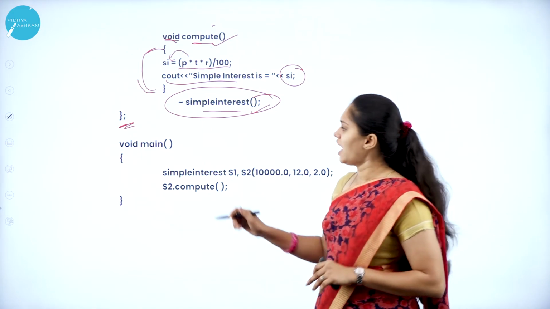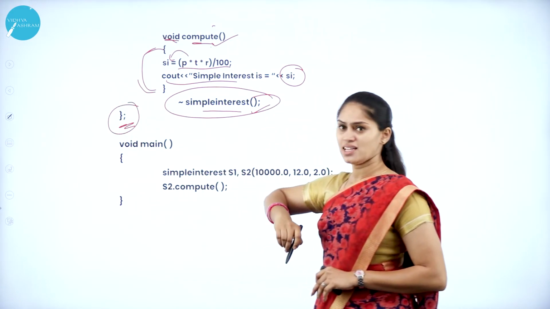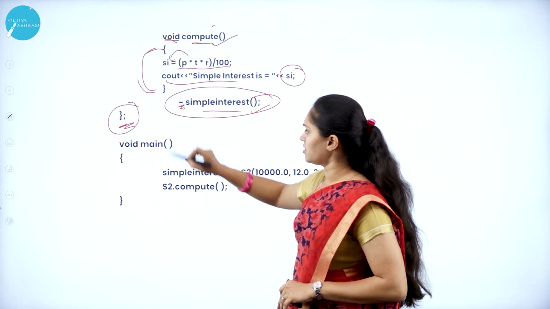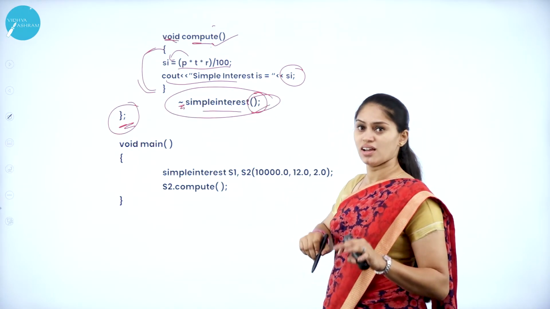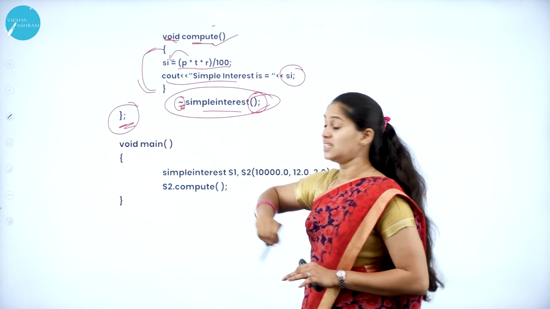Okay, I am going to end the scope of this class. Here you have to remember one thing. It has the same name as the class. It is a special member function and it must be preceded by the tilde symbol.